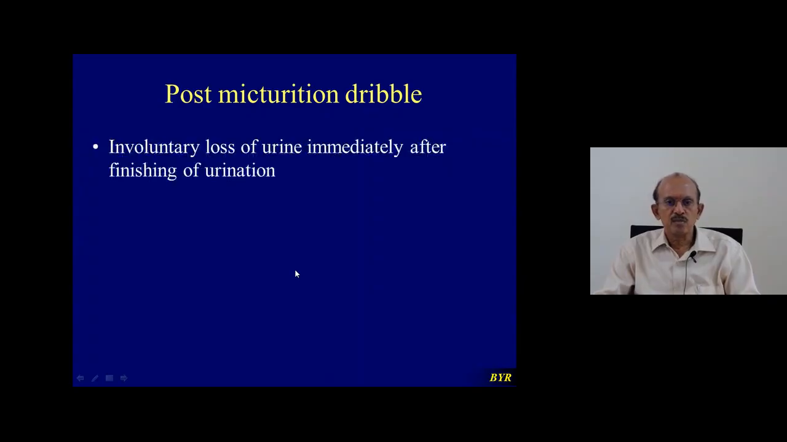Post-micturition dribble. Involuntary loss of urine immediately after finishing urination. You know the bulbocavernous muscle. What is the function of the bulbocavernous muscle?